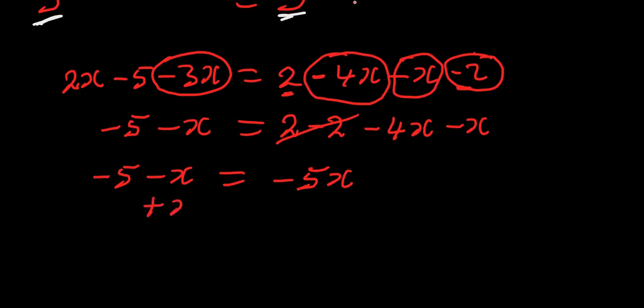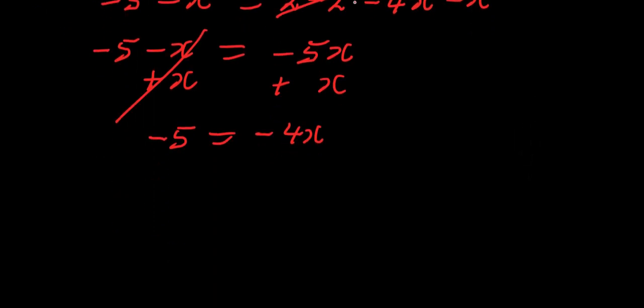So now we can add x to both sides. Add x to both sides. So negative x plus x will cancel out. Now we have negative 5 on the left side, and this will be equal to negative 5x plus x, which is going to give us negative 4x.